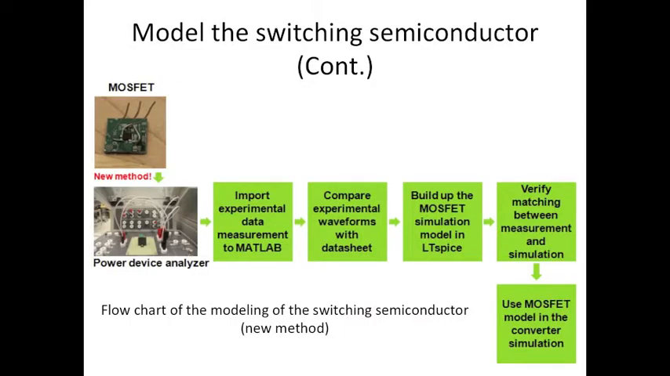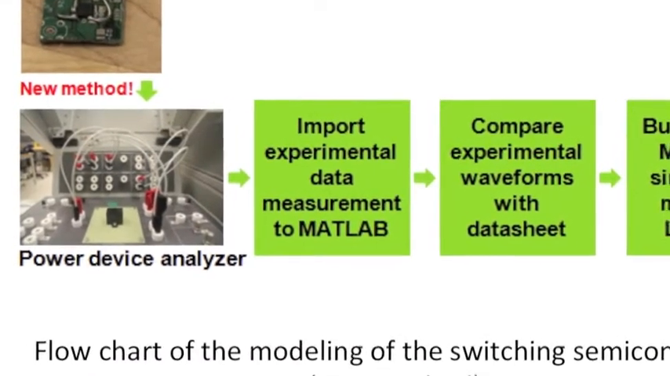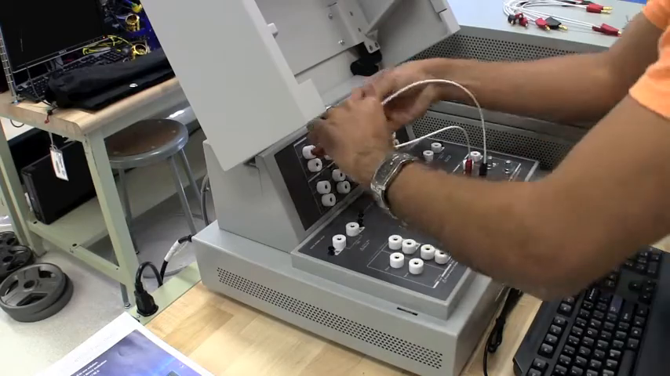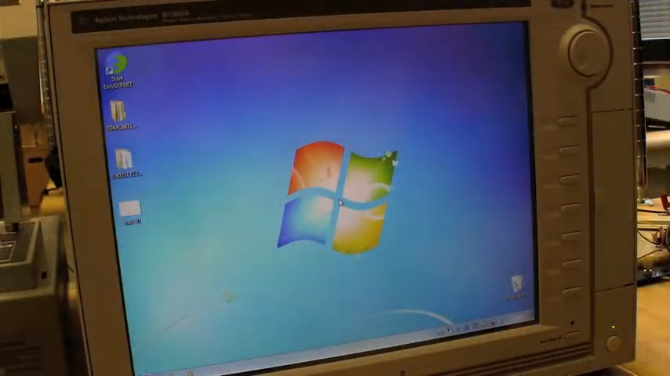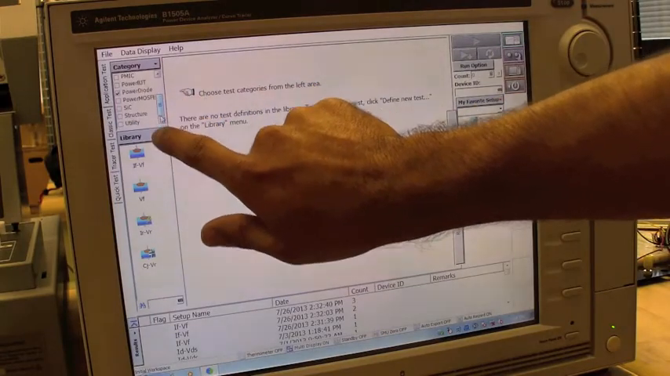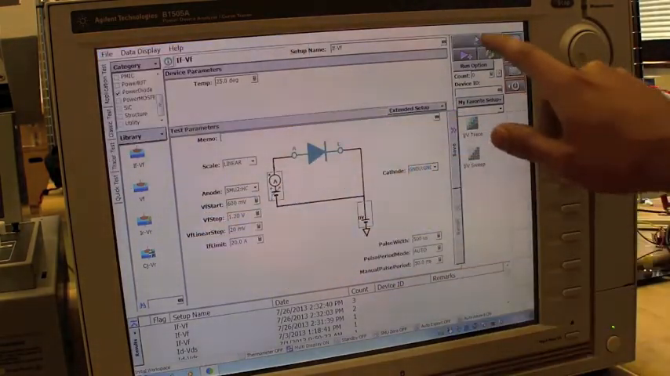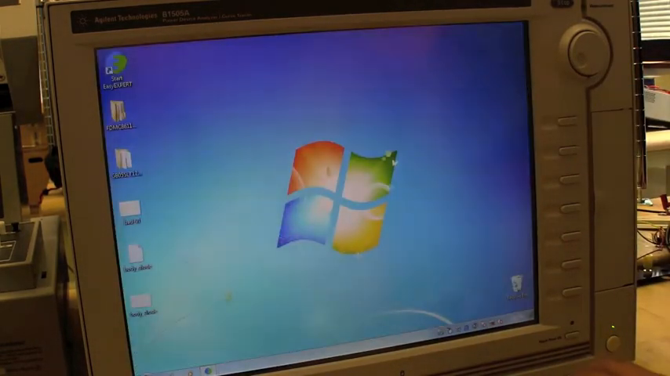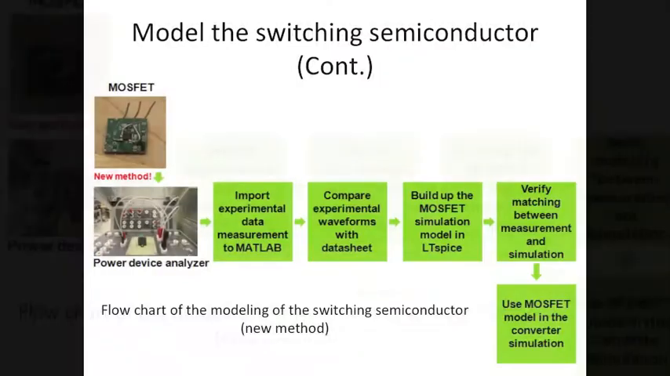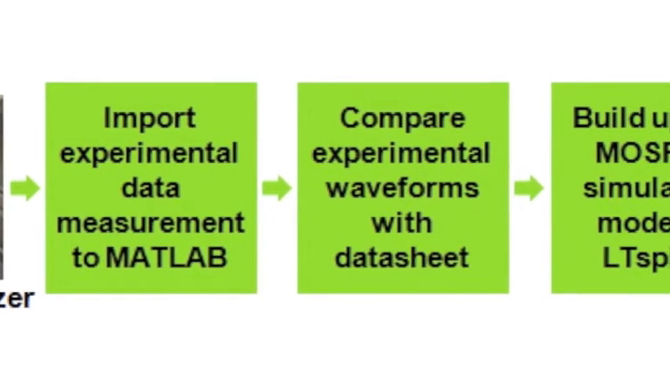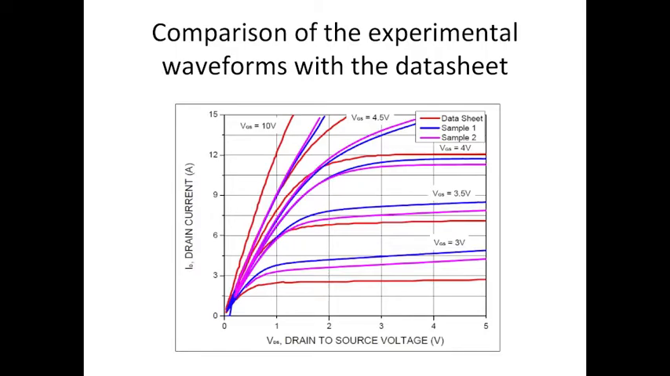Here is a flowchart that shows the procedure I used to model the switching semiconductor. The following scene shows an example of how I took the measurements for the new approach. Once I have the measurements, I have to import this data into MATLAB. This is to compare the experimental waveforms with the datasheet. This is an example of one of those comparisons.